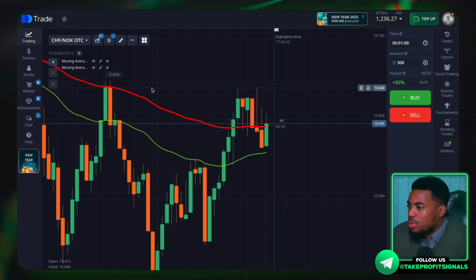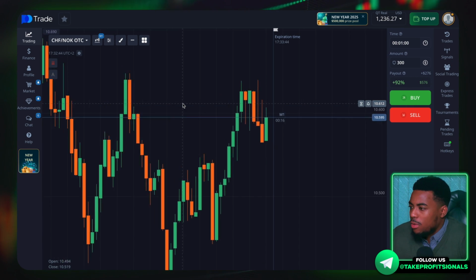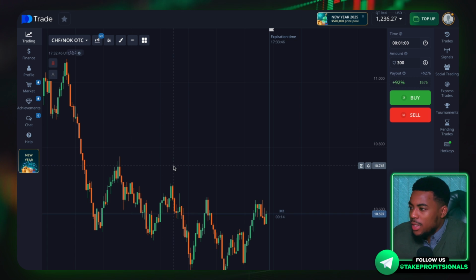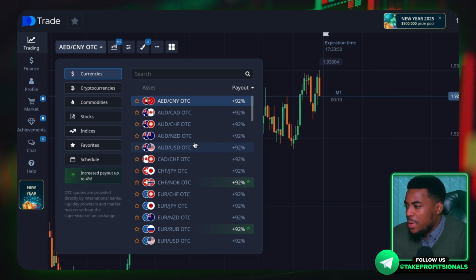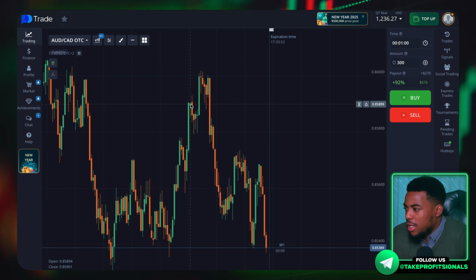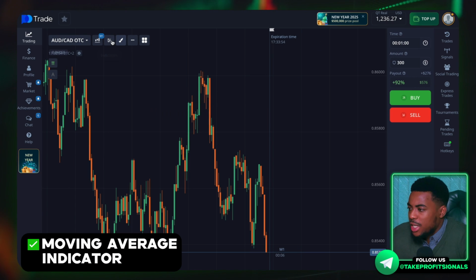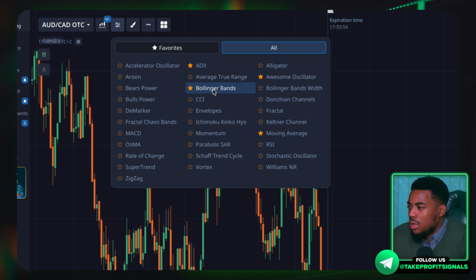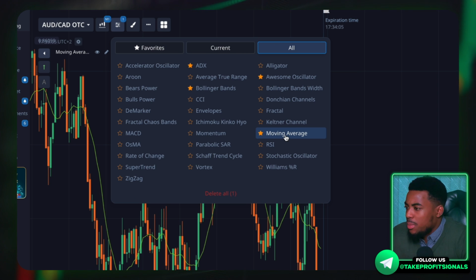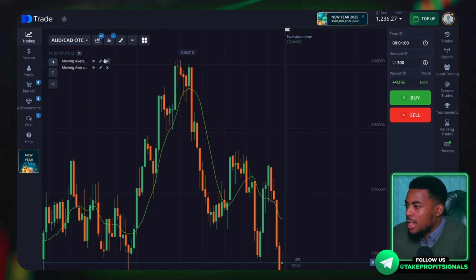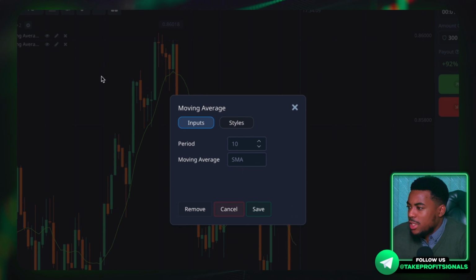Now I will show you how to make this indicator available for free on Pocket Option platform and on any currency pair. The first thing we do is to open the indicators panel. Here we look for moving average indicator. Here is this indicator. We click on it twice. And now the most important thing is to customize it. Click on the settings of the first indicator.